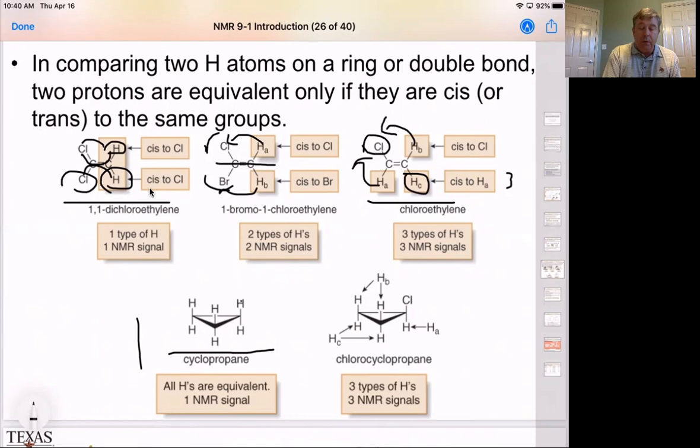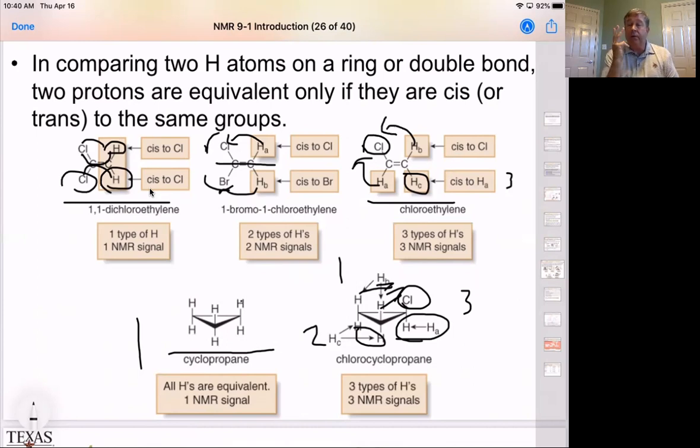Just by substituting one of these hydrogens for chlorine, we now have the 2 on the top here that are going to be close to the chlorine. That's going to give rise to 1 signal. We have these 2 over here that are far away from the chlorine. That's going to give rise to our second signal. And we have the hydrogen here that is on the carbon with the chlorine. That's going to give us our third signal. So just that single substitution on that ring gives rise to a total of 3 different electronic environments and therefore 3 different peaks.